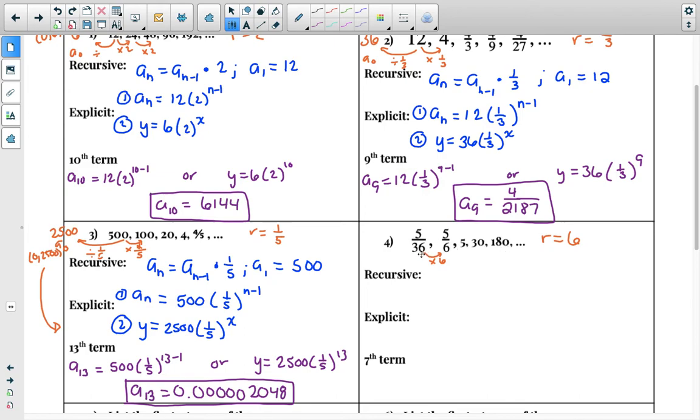So let's go ahead and go backwards to get our a sub 0. Instead of multiplying by 6, we're going to divide by 6. So 5/36 divided by 6 will give you 5 over 216. This is our a sub 0. Again, this helps us in our second explicit form only. Recursive next, which is a sub n equals our now, which is a sub n minus 1, times our common ratio of 6, starting at a sub 1 equals 5/36.